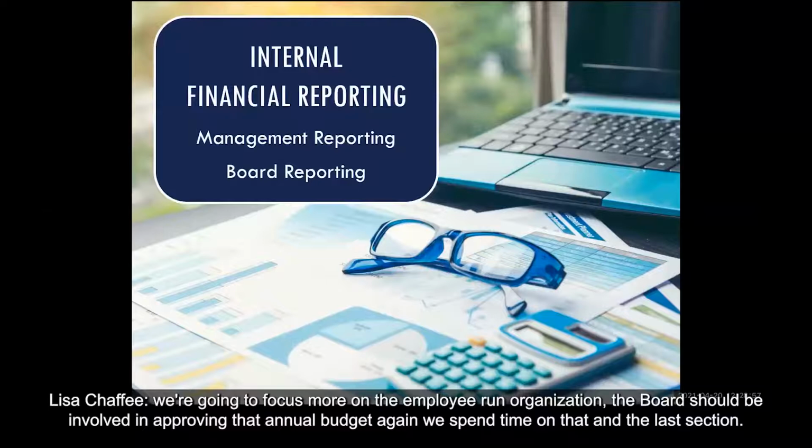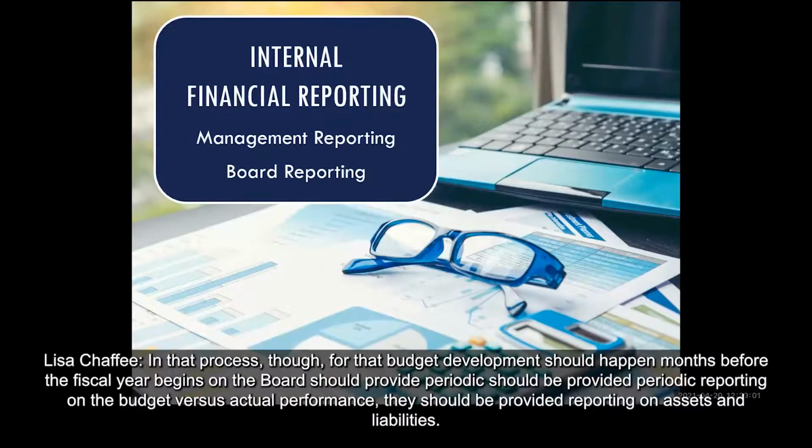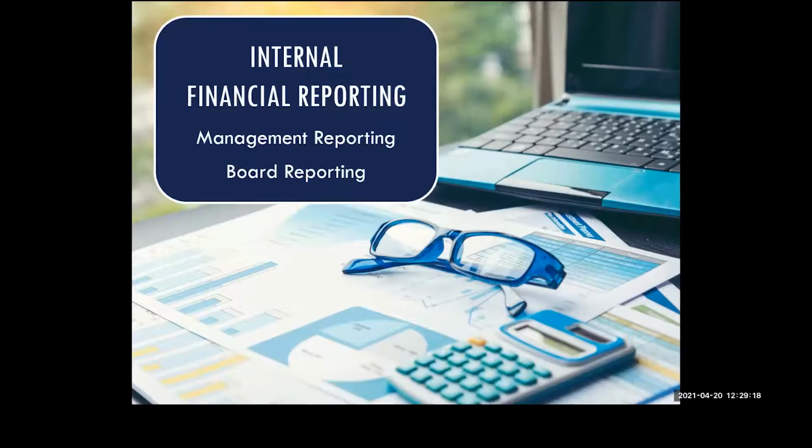The board should be involved in approving that annual budget. Again, we've spent time on that in the last section. And that process for budget development should happen months before the fiscal year begins. The board should be provided periodic reporting on the budget versus actual performance. They should be provided reporting on assets and on liabilities.